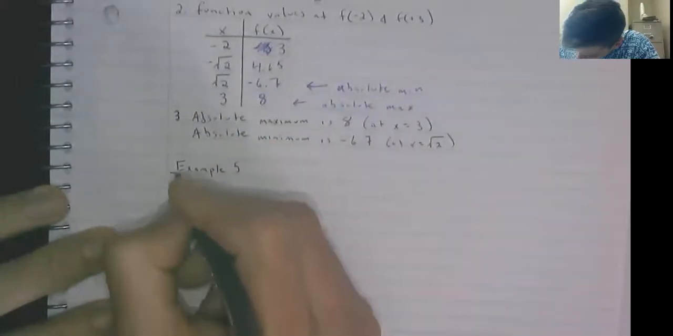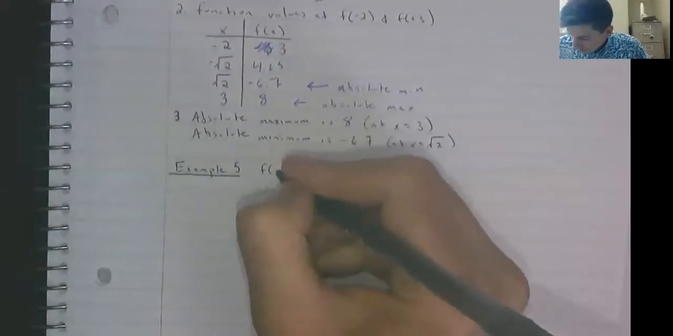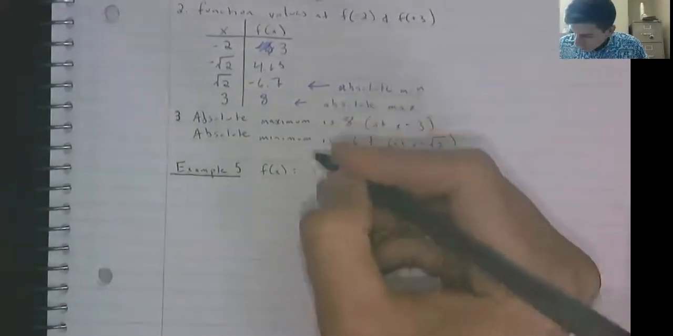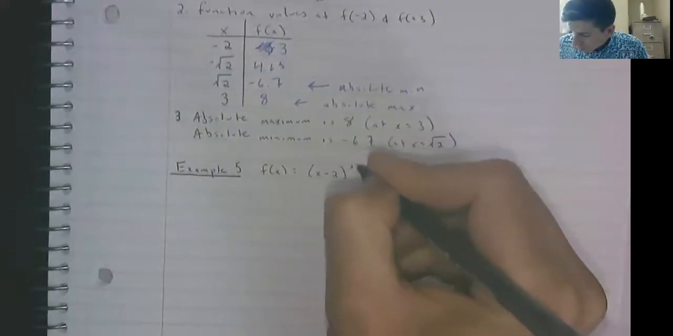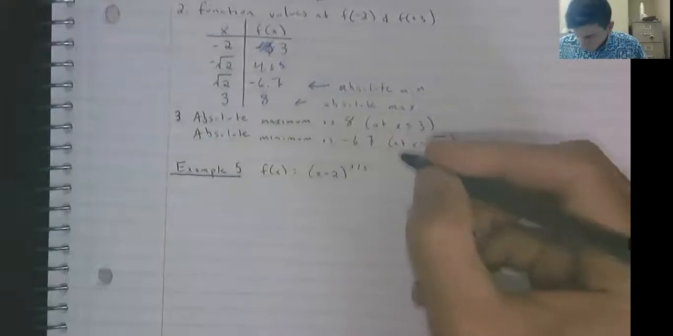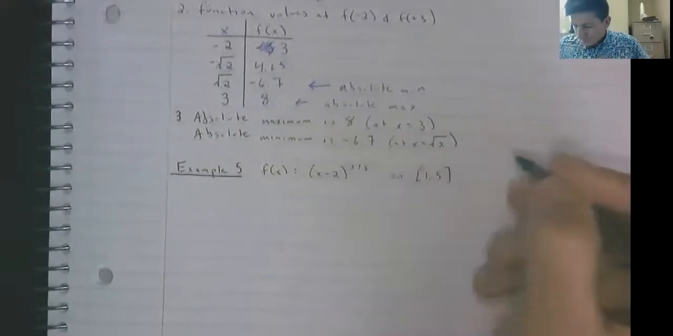Example 5. If your function is f of x equals (x minus 2) to the 2/3, and our closed interval is 1, 5. Let's just do this thing. Crank her out. Step 1, critical numbers.